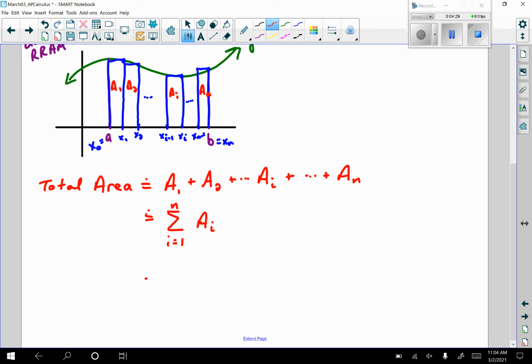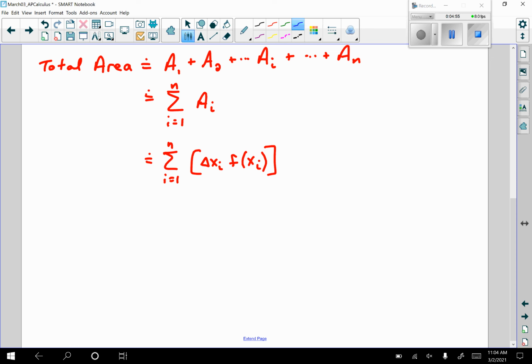Well, to replace the area with an actual formula, so write the summation notation. Again, the area of any rectangle is going to be the width times the height in this case. So every width, I'm just going to write this as a delta x sub i. And then the height is f of x sub i. Because delta x sub i is just indicating the base or the width and then f of x sub i is the height of each rectangle. It's still an approximation at this point.